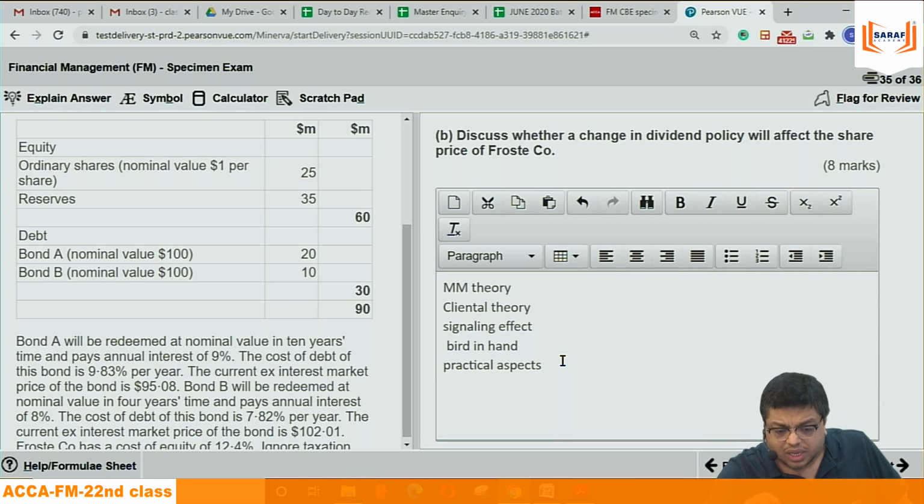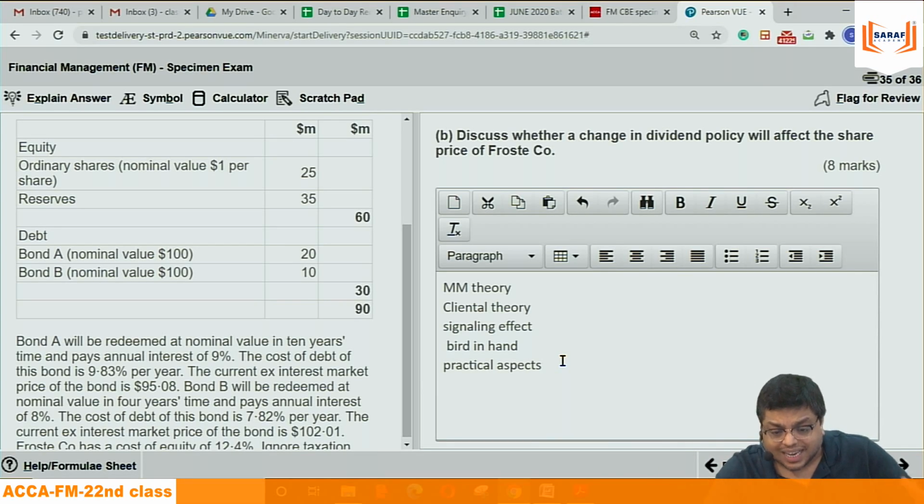So if you change your policy, the chances are very high that the price of the shares will be affected in the market. Because the company has created an expectation in the minds of the shareholders that they will pay this dividend regularly, 40% of the earnings, since they have been doing it for several years. So if I purchase shares of the company, I know that the company will pay 40% of the earnings as dividend. The company should pay, otherwise I will be dissatisfied.